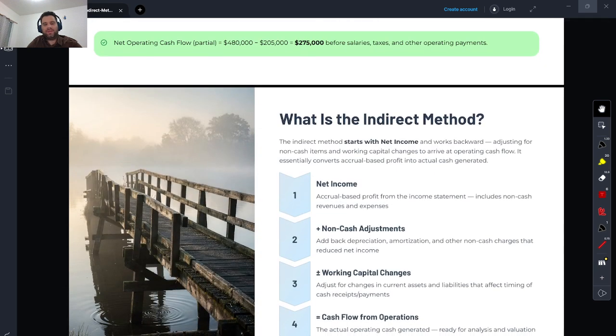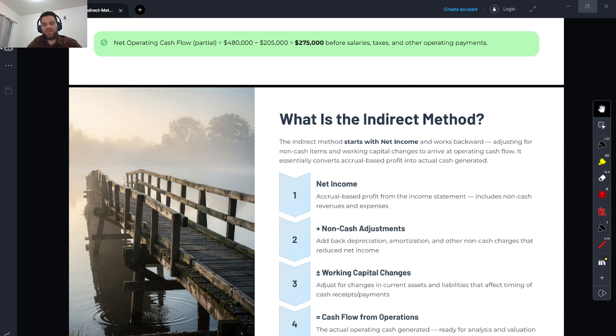Let's look at the indirect method. The indirect method starts with net income and then adjusts it to arrive at operating cash flow. The idea is simple. We begin with accrual-based profit, which is the net income, and convert it into actual cash generated. So there are three major steps that we follow. We add back non-cash expenses like depreciation, we adjust for working capital changes, and we remove accrual accounting distortions.